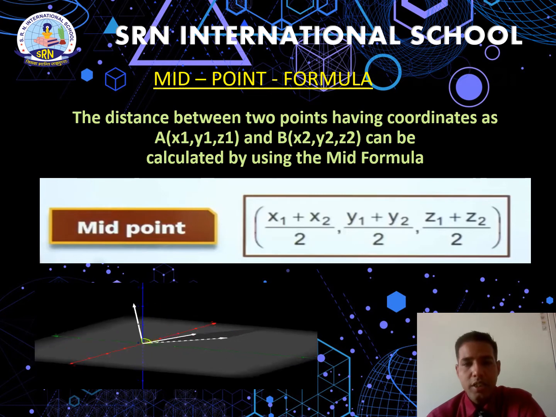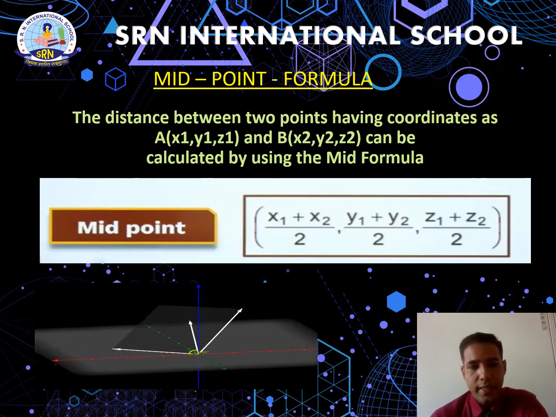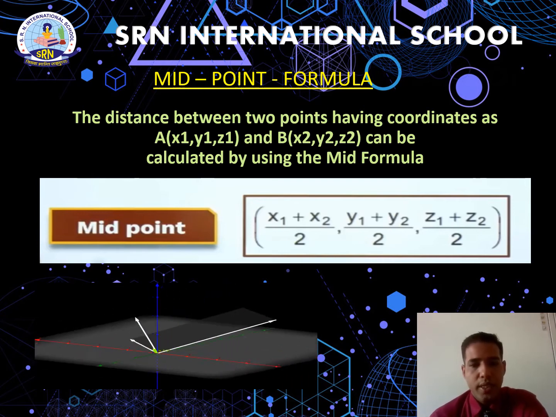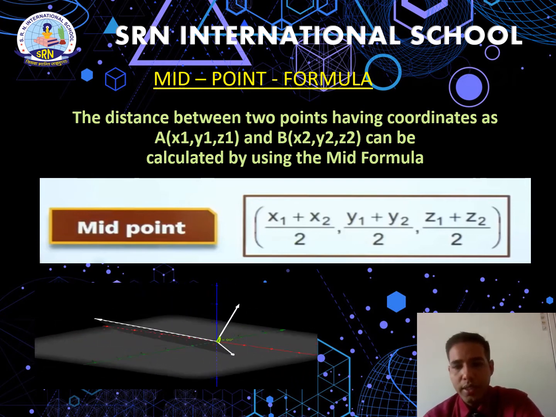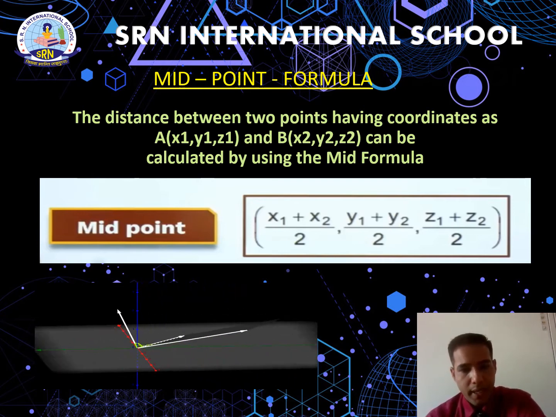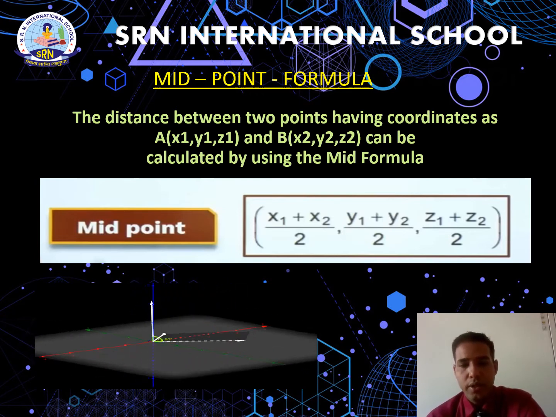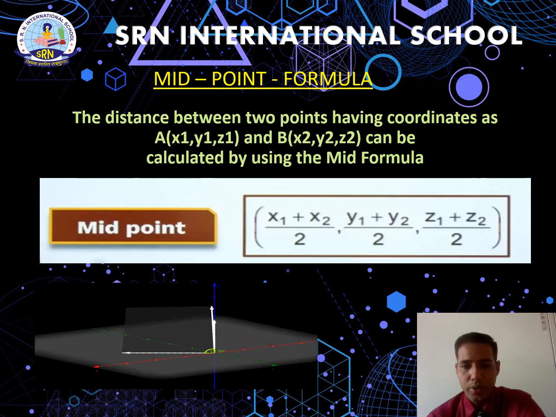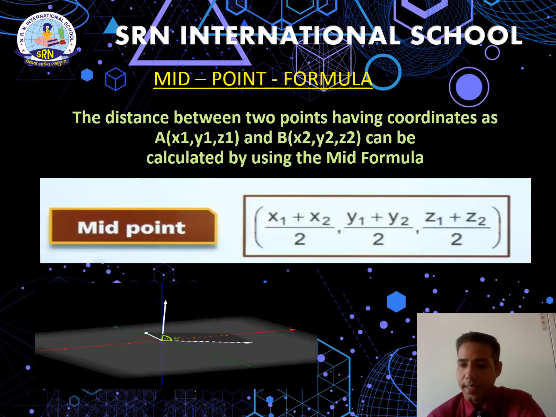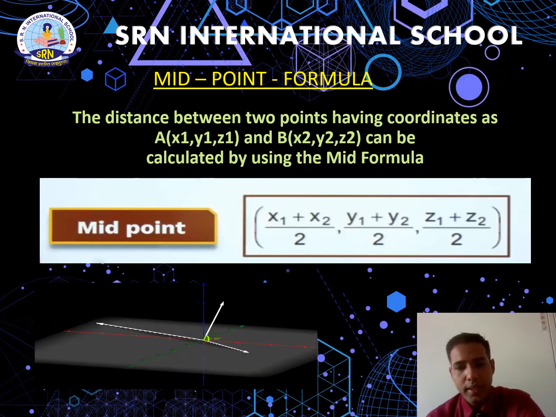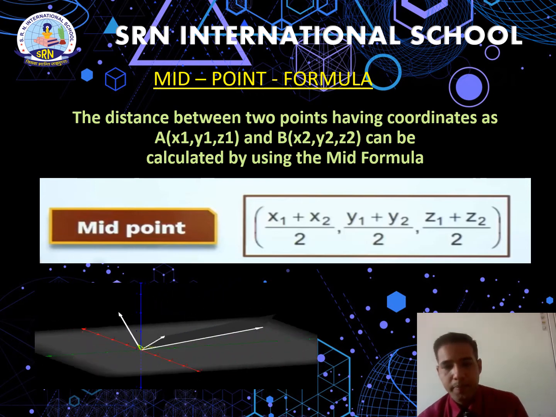So the midpoint of the 2 points having the coordinates A x1 y1 z1 and B x2 y2 z2 can be calculated by using the midpoint formula as x1 plus x2 upon 2 for calculating x coordinate, y1 plus y2 upon 2 for calculating y coordinate, and z1 plus z2 upon 2 for calculating z coordinate.